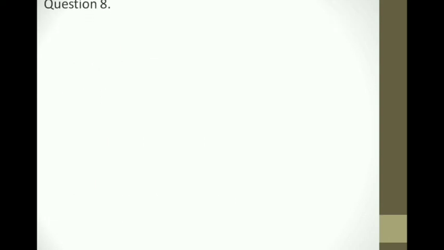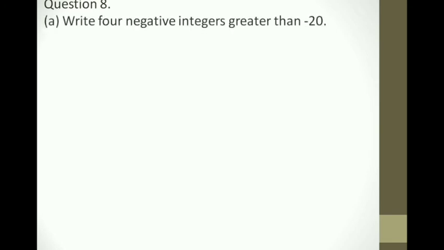Question number 8. Write 4 negative integers greater than -20. Okay, -20 is smaller, and we have to write the bigger ones. Now we are not going to consider the negative sign of 20. So which ones are bigger? 21, 22, 23, and smaller ones are 19, 18, 17.